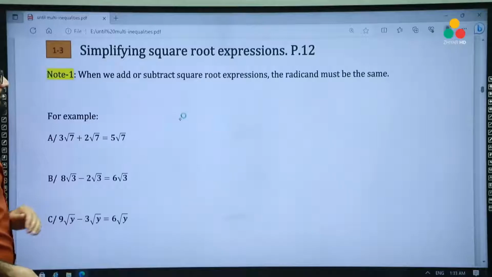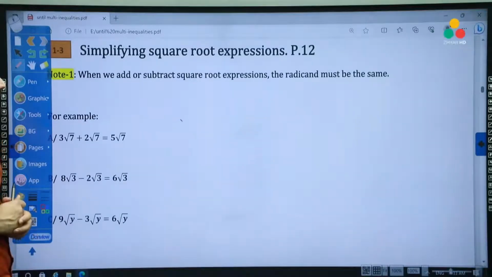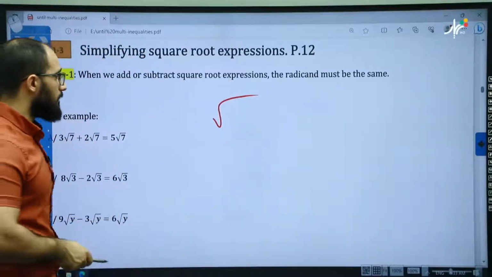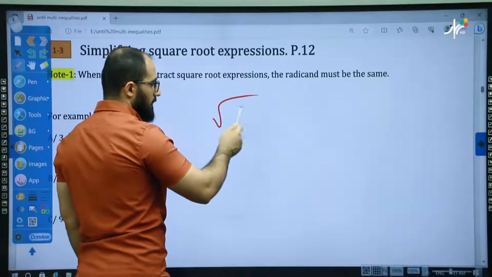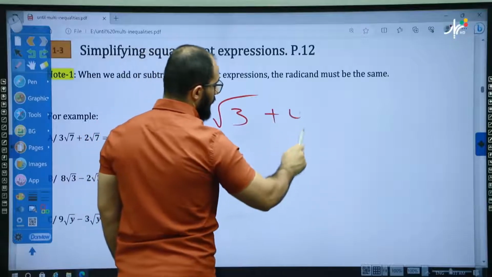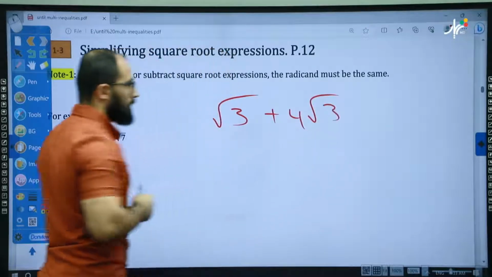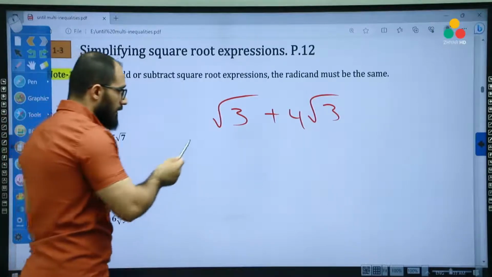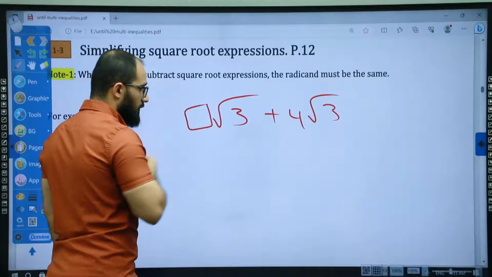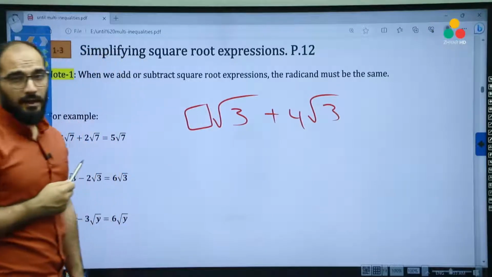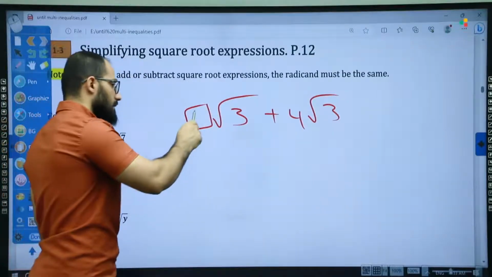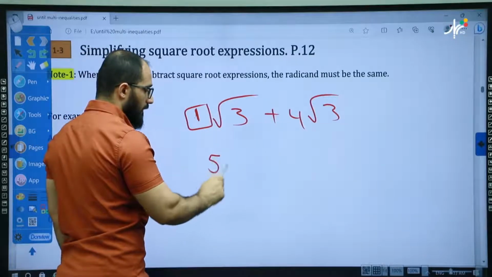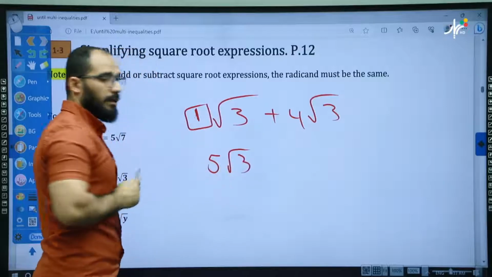And also we have another important note. You have to know that if there is no number in front of the square root, for example, square root of 3 plus 4 square root of 3, when you want to add it, you can see that there is no number in front of the first one. If there is no number, it means we have 1. So 1 plus 4 is going to be 5 square root of 3.